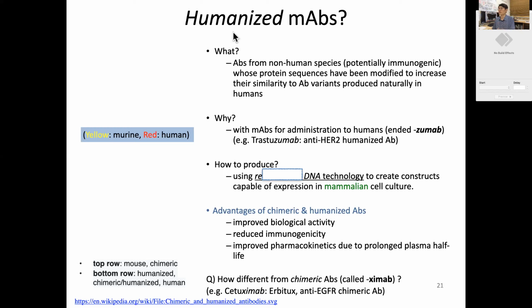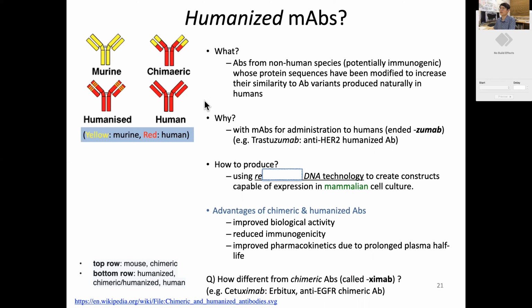So what is humanized antibody? It is a monoclonal antibody from a non-human species, which is potentially immunogenic to humans, and whose protein sequences have been modified to increase their similarity to antibody variants produced naturally in humans. So this is a kind of cartoon showing that. The yellow means murine. So if this one is inside the human body for clinical use, that can cause a problem. So we create humanized or chimeric antibody.